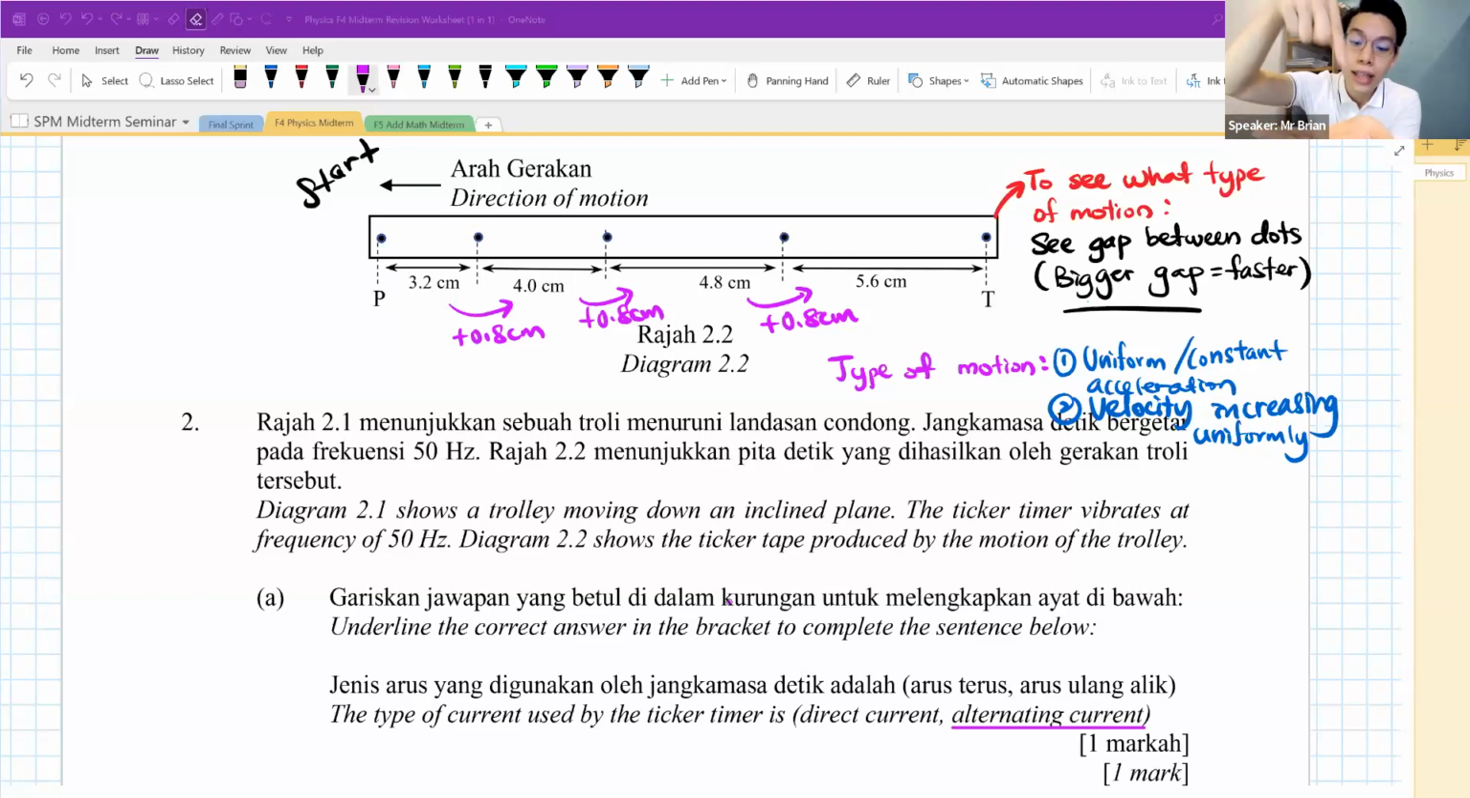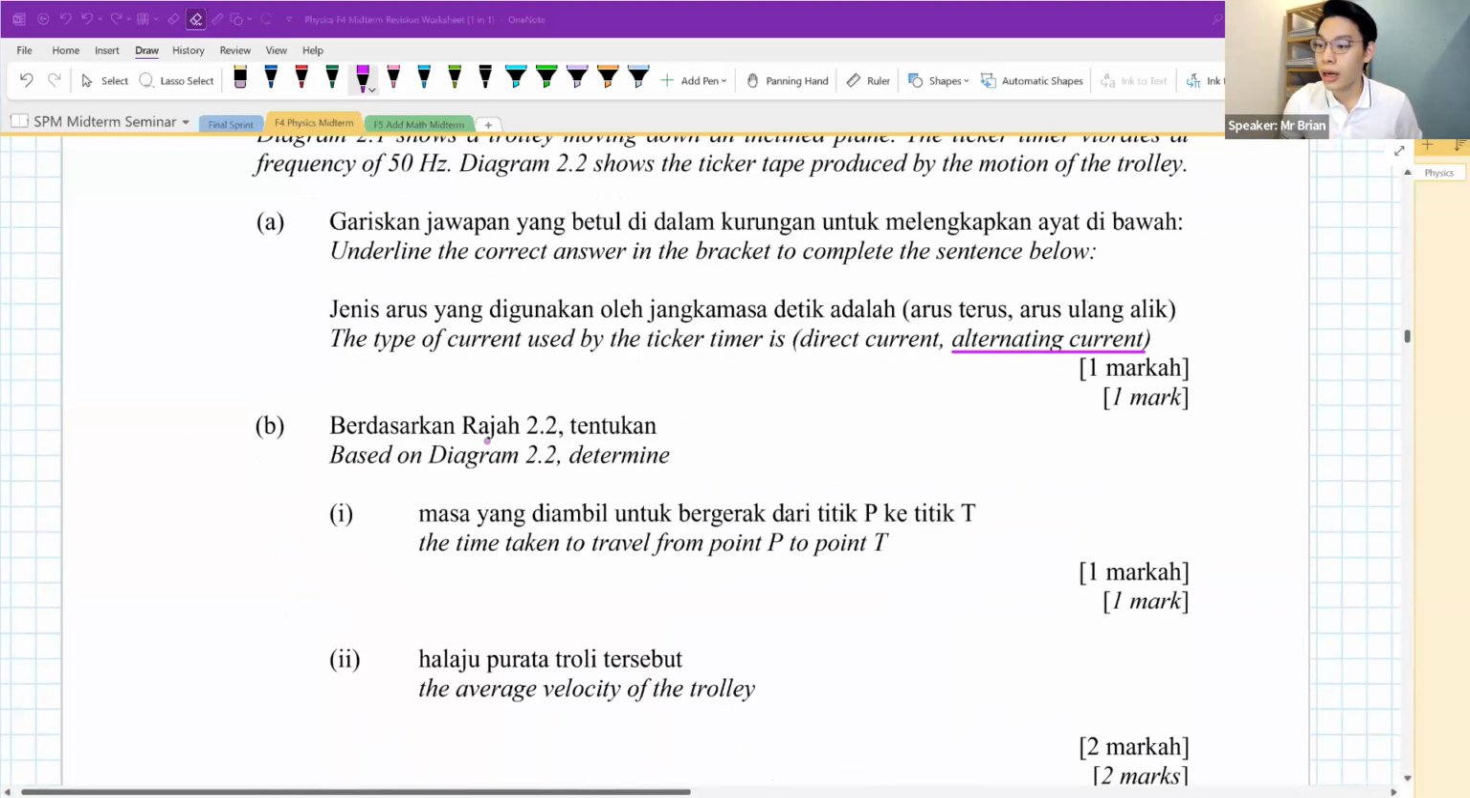It's kind of like turning on and turning off, and it will do this 50 times in 1 second. So it will turn on, turn off, 50 times in 1 second. That is why later on when we calculate the time here, we will know what to do, because we know it will do 50 times in 1 second.